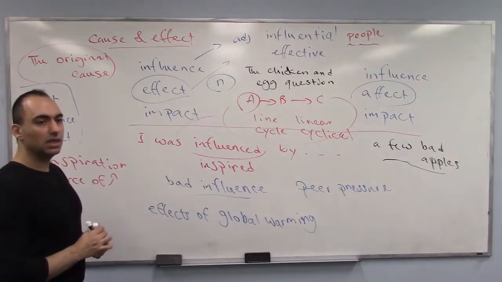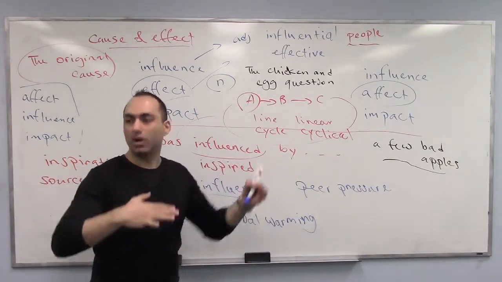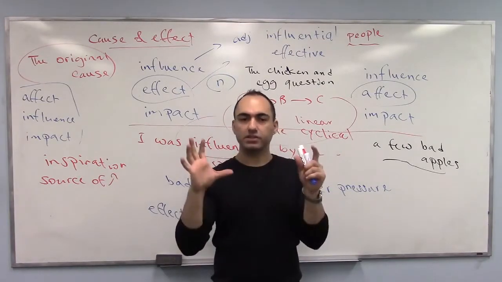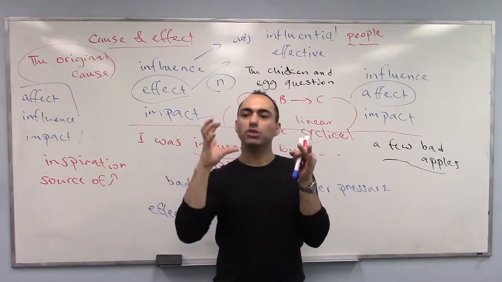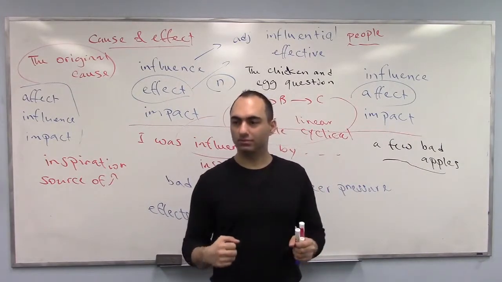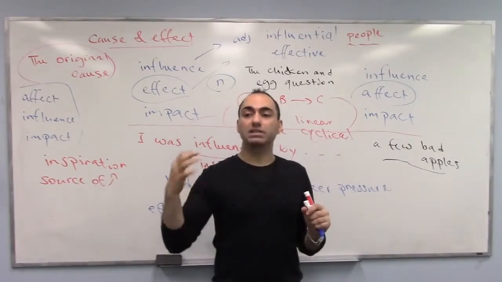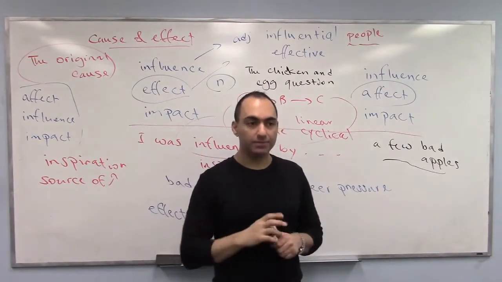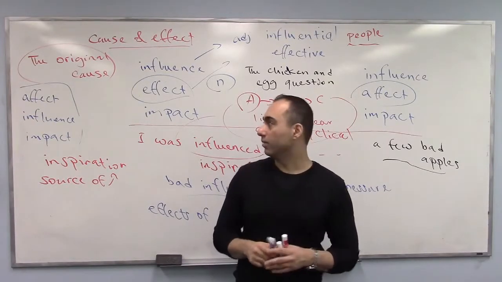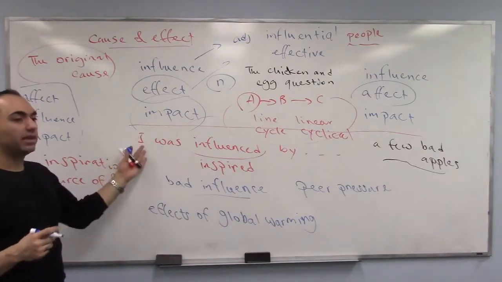Impact. Impact basically is this. When something, a vehicle, impacts a wall. In physics, they look at a ball hitting the wall, and they want to measure the force that has been generated upon impact. Upon impact means at the time of impact. Now, what's the impact of something on something else? It means what's the effect. The negative impacts or the positive impacts means the positive effects of something in our lives.